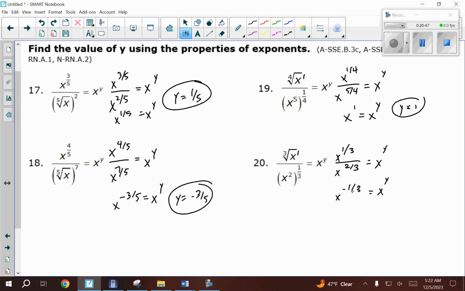And then there's single terms, so we set these tops equal to each other. So that means that y equals negative 1/3.